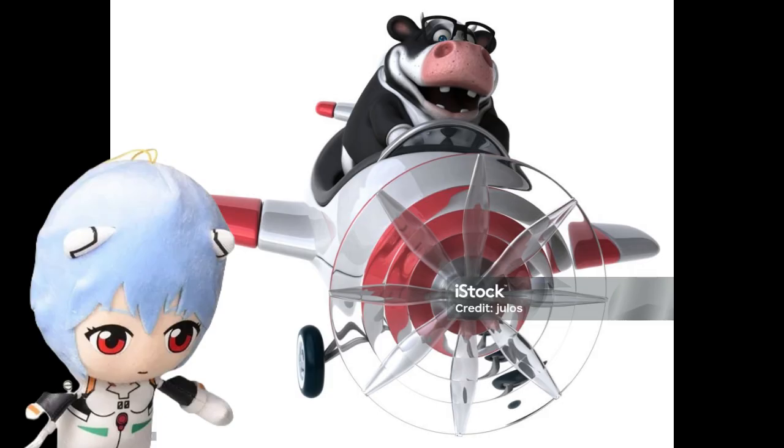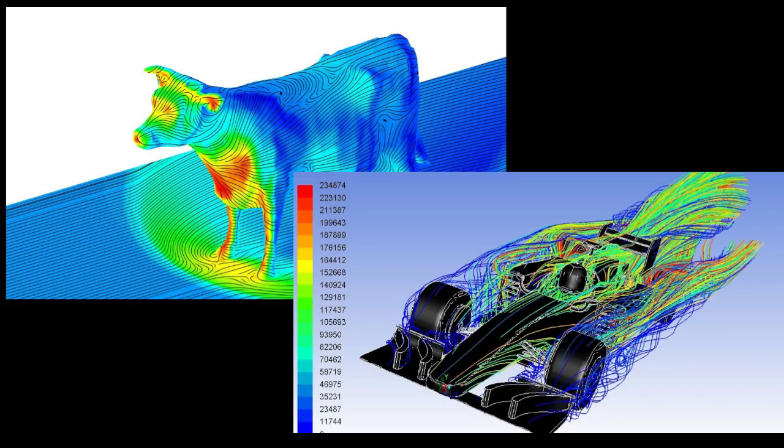Expected results. Estimated CD of the cow greater than 1.0. F1 CD is almost equal to 0.7 with downforce. Airplane CD is almost equal to 0.03 to 0.05. Visualizations of high turbulence zones in the cow. Confirmation that the cow is a perfect example of how not to design something to move through the air.